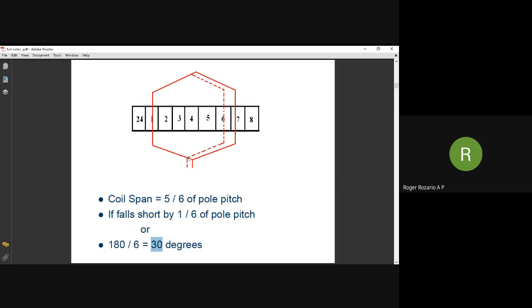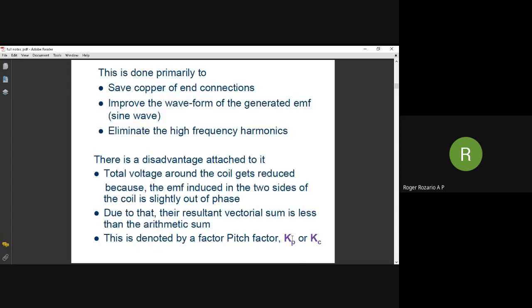So this solid line starting from 1 and ending at 7, the coil span is 180 degrees. That is called full pitched coils. This dotted line is called fractional pitched coils. It is falling short by 30 degrees. So 180 minus 30 will be 150. Now your coil span is reduced to 150. Such type of coils is called fractional pitched coils. Hope you are clear. Now we'll go to the previous slide.